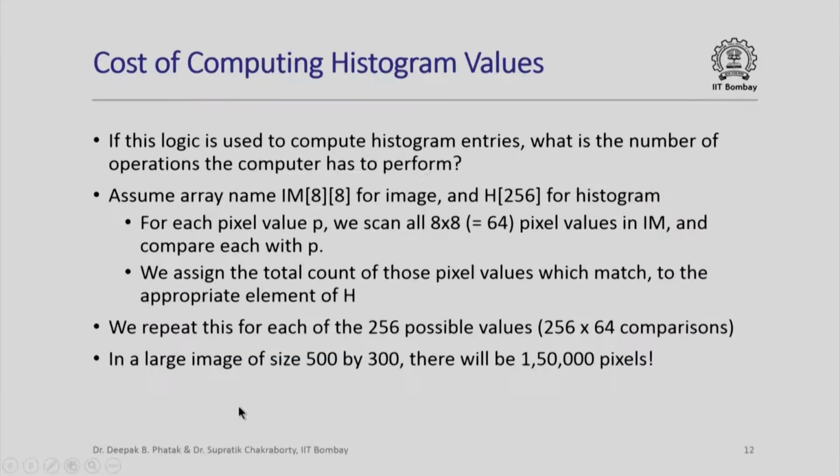However, one should be concerned about how much time it is going to take, how many computing operations we will have to perform. If we use this logic, let us consider the number of operations that the computer has to perform. Assume that we have an array called IM 8x8 for an image and H256 for the histogram. Now for each pixel value P, we scan all 64 pixel values in IM and compare each with P. Then we assign the total count of those pixel values which match to the appropriate element of H. This is exactly what we saw happening in the previous slide. We have to repeat this for each of the 256 possible values.